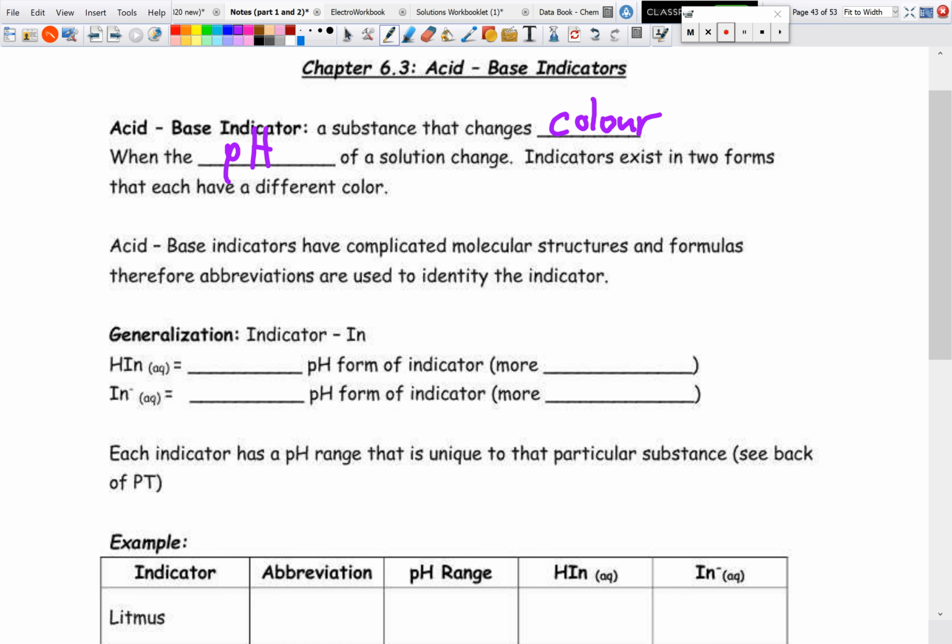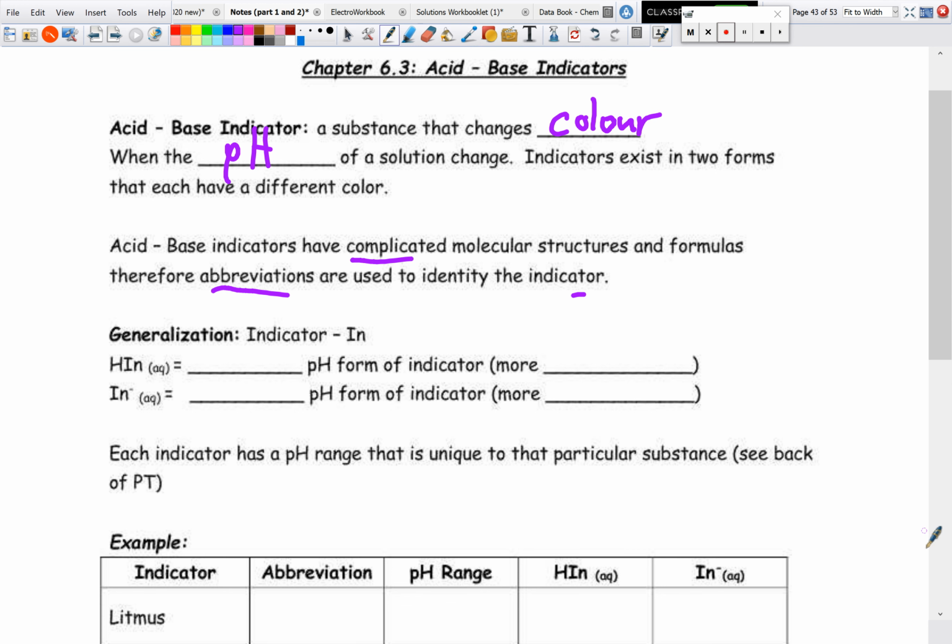So indicators exist in two forms that have different colors. Now there's a handful that might have three different forms, but we'll cross that bridge when we get to it. For the most part, there's just two forms of an indicator and they have two different colors. Now, acid-base indicators are very complicated molecular structures, so we're not going to use chemical formulas. We use abbreviations to identify the indicator.